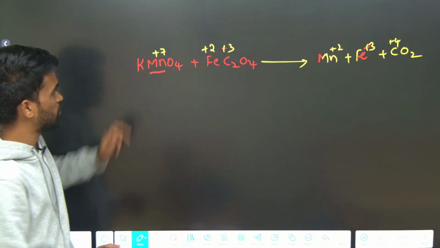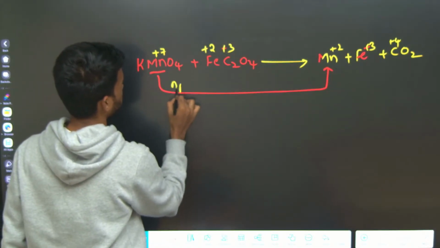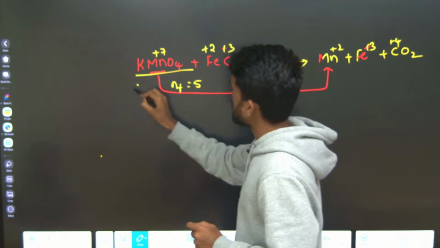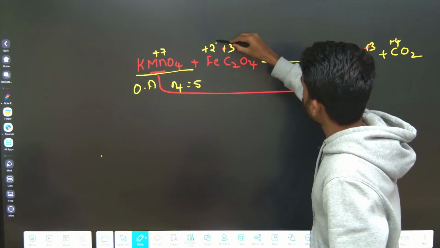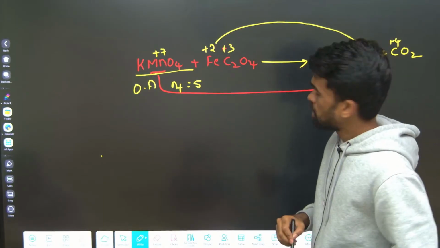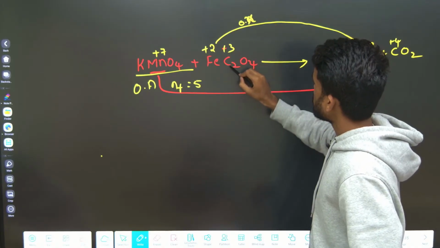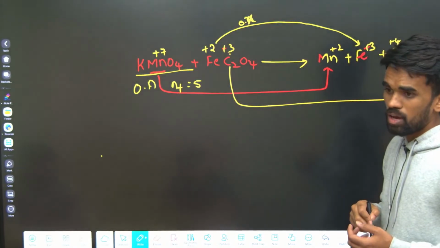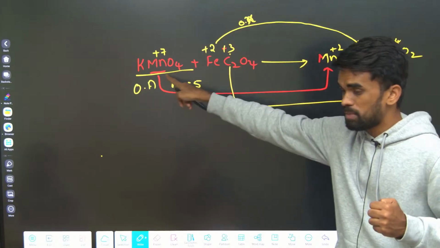Like Mn plus 7 definitely converts into plus 2. Okay, it means what is the n factor here? 5. Okay, now if you look what happens here, KMnO4 is undergoing reduction, means it is acting as an oxidizing agent. It means it oxidizes the other one. See, iron plus 2 will be converted into plus 3. So it is undergoing oxidation, and carbon also here is converting from plus 3 to plus 4, means this is also undergoing oxidation. So two species are undergoing oxidation and this KMnO4 undergoing reduction.